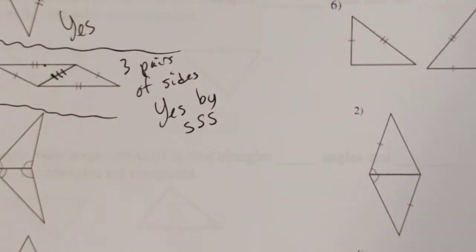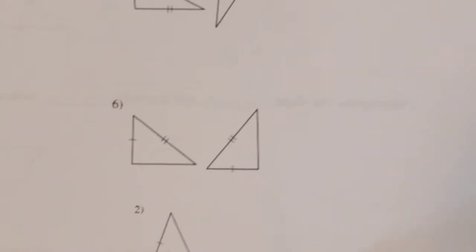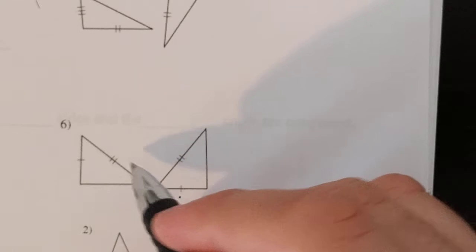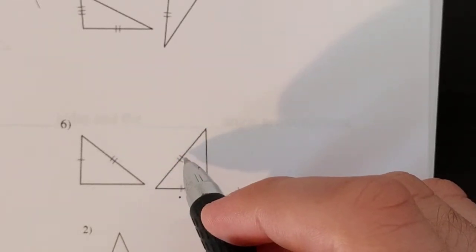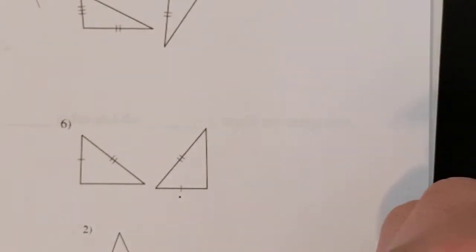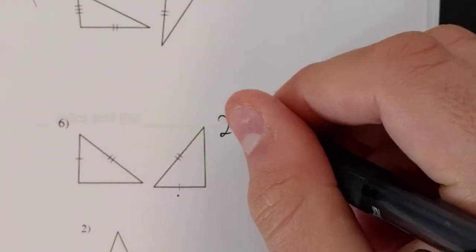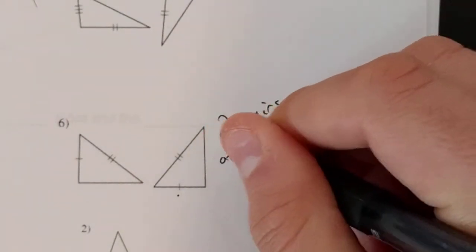Okay. Number 6 on this picture. We have one pair of sides, one tick mark, two tick marks, two tick marks. The third one's blank. So the third side being blank means we don't know anything about those two sides. We cannot assume that the third side is going to be exactly the same. So we only have two pairs of sides.